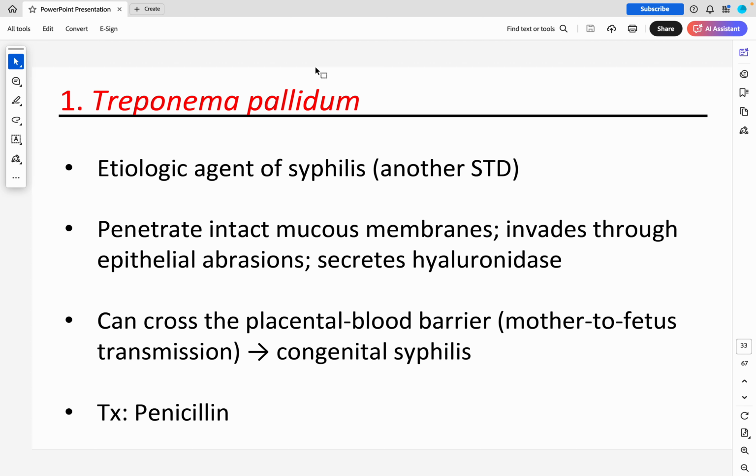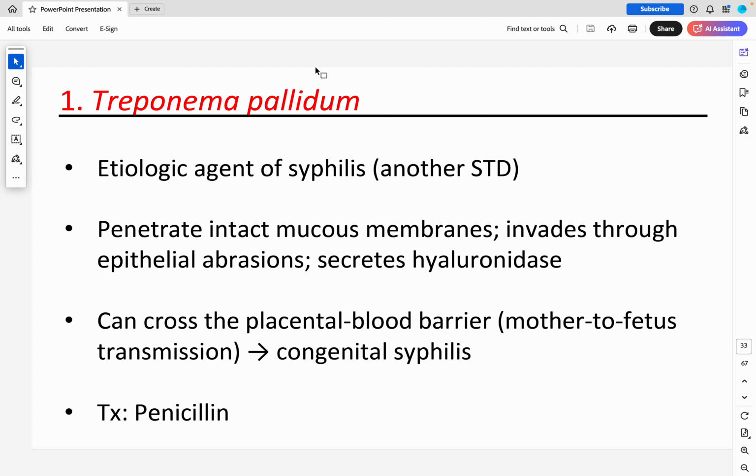It penetrates intact mucous membranes as it has the capacity to secrete hyaluronidase. It can degrade connective tissue material. They can also invade through epithelial abrasions, so any cut through the epithelial layer, they may be able to gain entry to the human body via these abrasions.